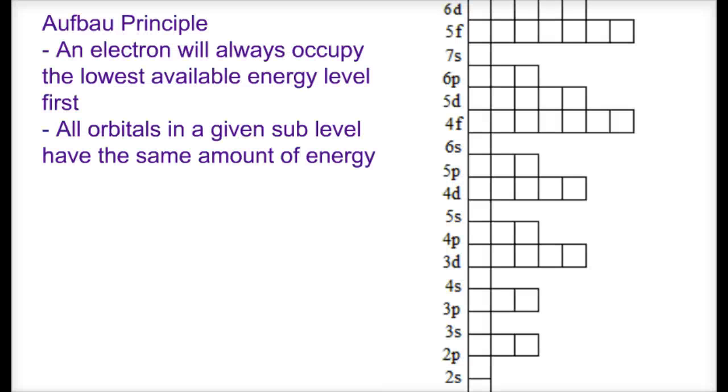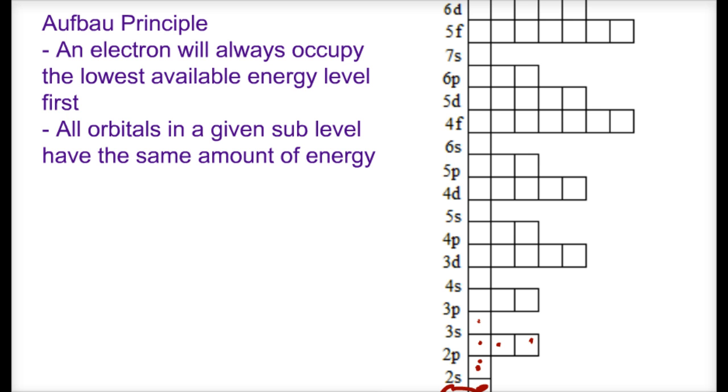Now, in order to understand electron configurations, there are a few principles that you need to know. The first one is the Aufbau Principle. It states that an electron will always occupy the lowest available energy level first. What that basically is saying is that it's going to occupy the 1s orbital before it can occupy any other orbital, that first electron and that second electron. 2s's will be filled next, then your 2p's, then your 3s's.